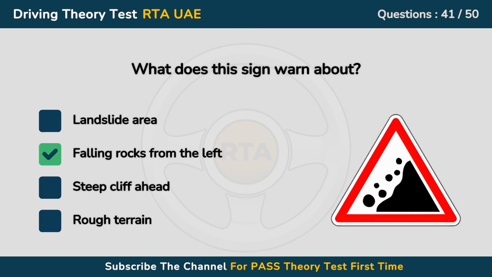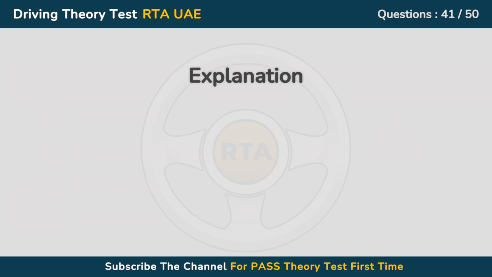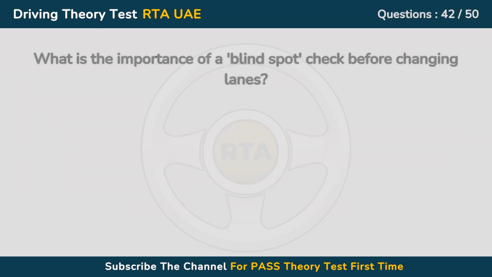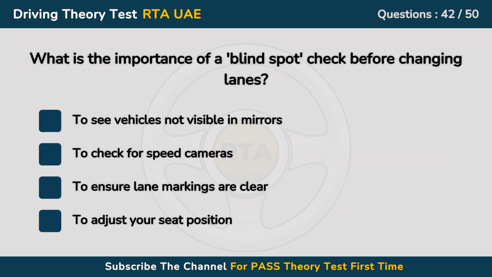Answers is B. Falling rocks from the left. This warning sign alerts drivers to an area where there is a risk of falling rocks from the adjacent terrain, specifically from the left side of the road. Exercise caution and look for debris. Question 42. What is the importance of a blind spot check before changing lanes?